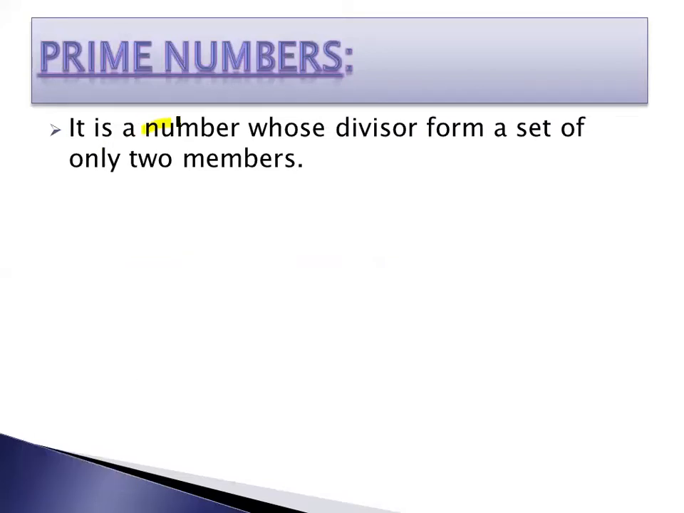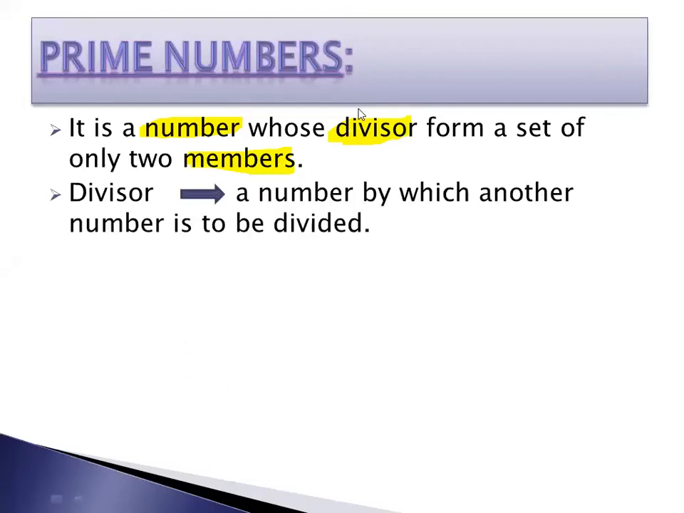It is a number, any number whose divisors form a set of only two members. If the set of divisors has only two members, then the given number will become a prime number. So first of all, you should know what this divisor means. Divisor means it is a number by which another number is to be divided.